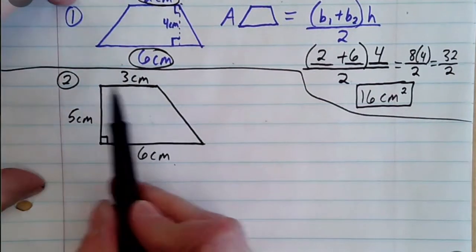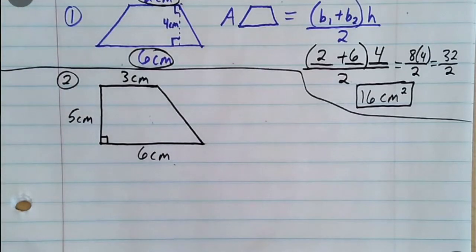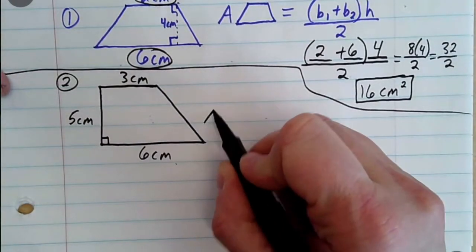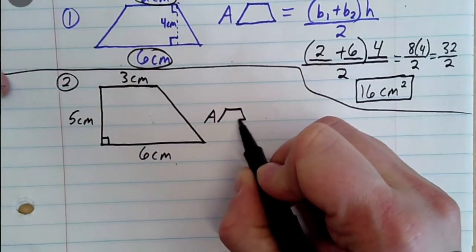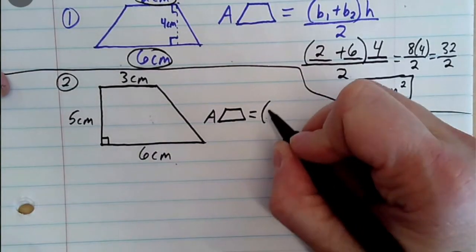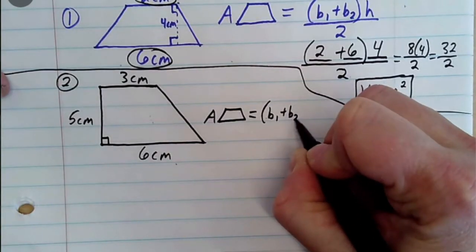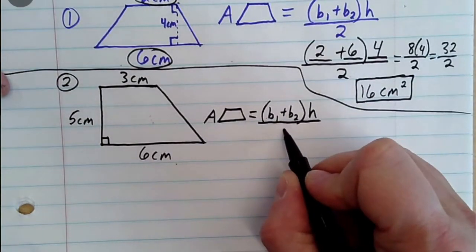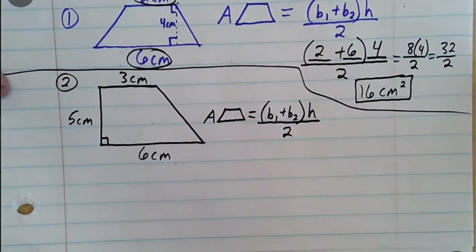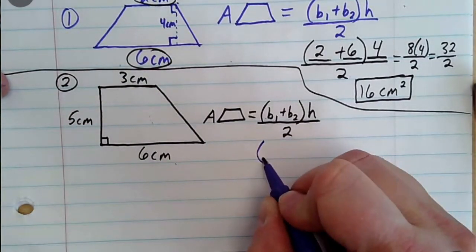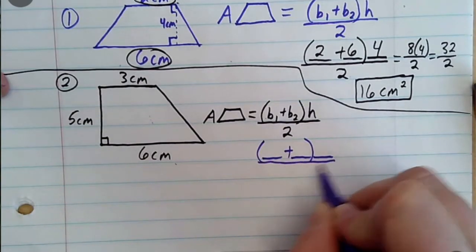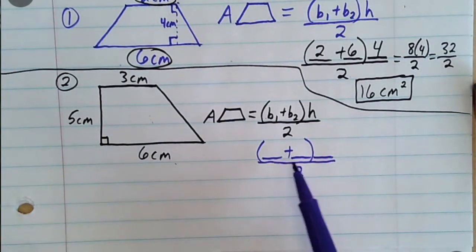You have a parallel and a parallel, so it only has one set of parallel sides, the top and the bottom. Those are the two that we're going to add together. So let's write our formula. Our formula, area of a trapezoid equals parentheses base 1 plus base 2, close parentheses, times the height divided by 2. So now that you've written it, let's fill in our blanks. Parentheses, blank plus blank times the height, and then we're going to divide all that by 2. You need to fill in the right numbers here in the blanks.